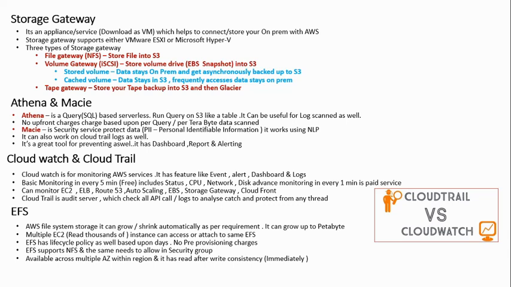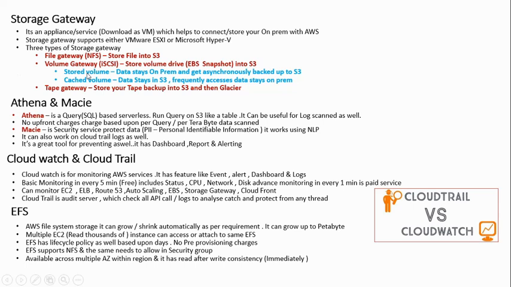Remember that it's a VM, you can download it, so it supports your VMware ESXi host or Hyper-V Microsoft option. It has three types. One is file gateway, which stores only files on NFS port, right? Volume gateway is for the database or volume, like EBS kind of a thing. And volume gateway is also two types: stored volume.